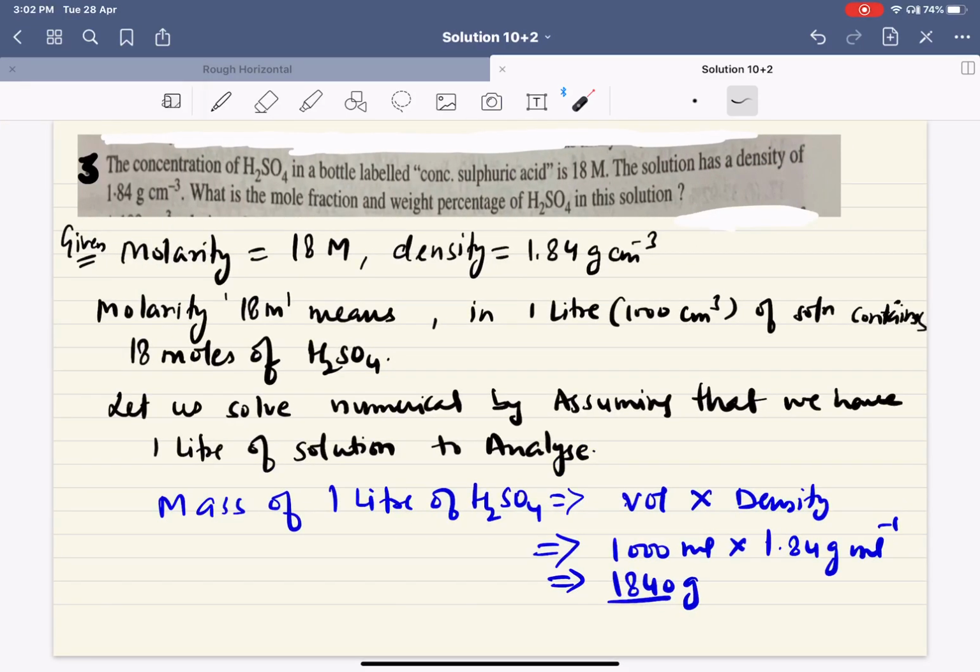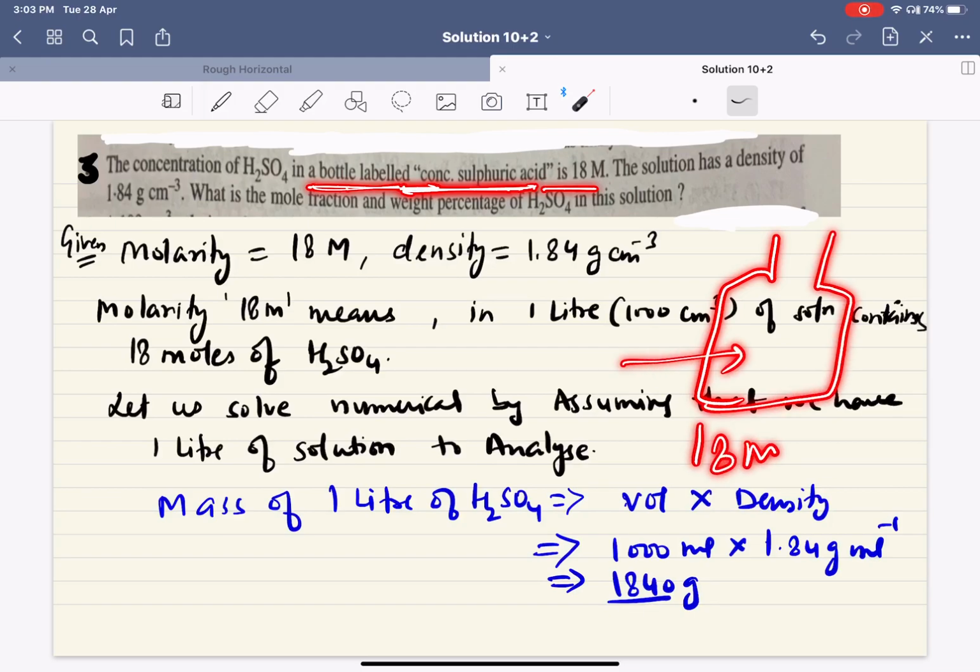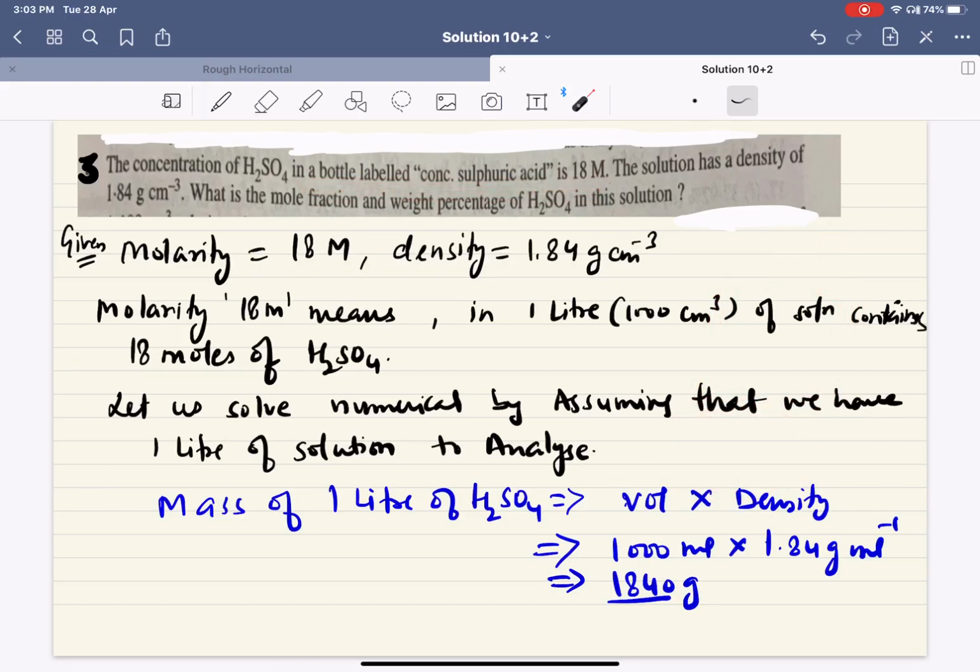So next is the third question. The concentration of H2SO4 in a bottle labeled concentrated sulfuric acid is 18 molar. Means you brought a bottle of H2SO4, and on it was written that it contains 18 molar H2SO4. And the solution has density of 1.84 gram per centimeter cube. What is the mole fraction and the weight percentage of H2SO4 in this solution?